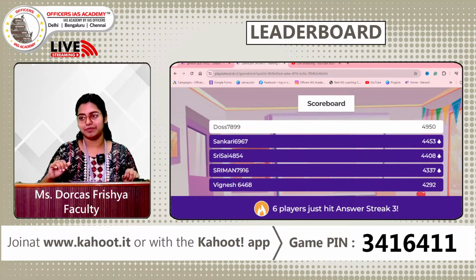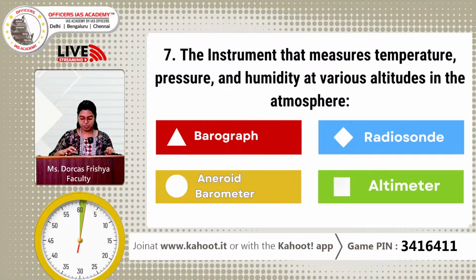Question number 7. Question number 7 on your screen. The instrument that measures temperature, pressure and humidity at various altitudes in the atmosphere is dash. A. Barograph. B. Radiosonde. C. Aneroid barometer. And D. Altimeter.